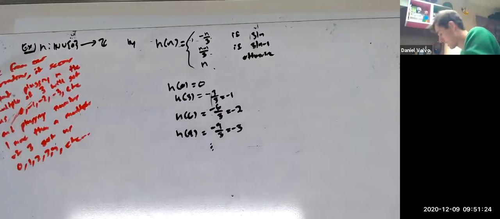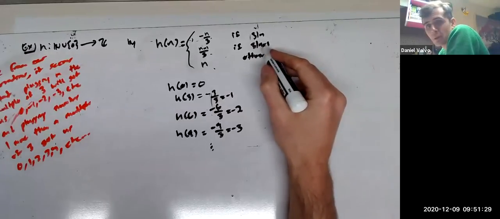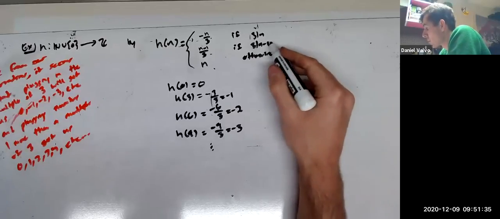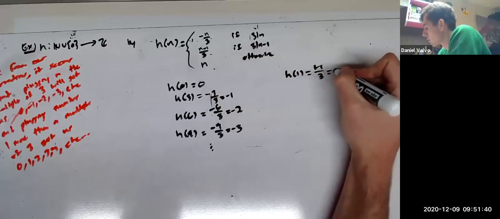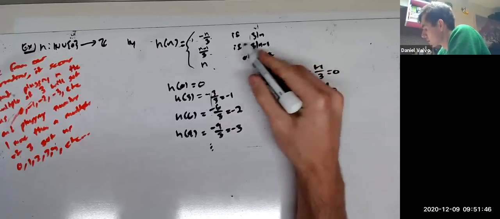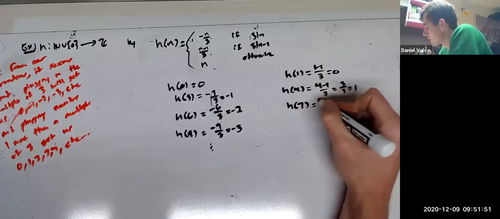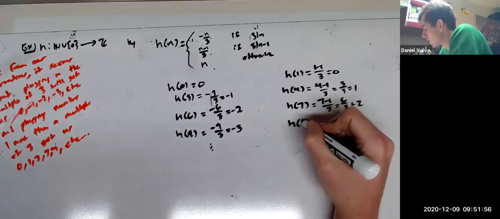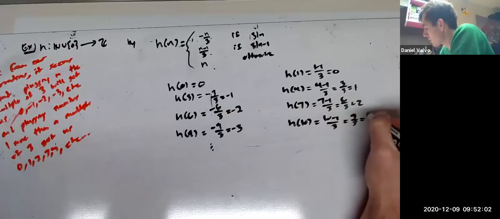Now, if we consistently plug in the numbers 1 more than a multiple of 3, h of 1, now we're in this case. Every number 1 more than a multiple of 3, you can subtract 1 and 3 divides it, so we're in this case. So h of 1, for example, 1 minus 1 is 0, 3 divides 0, so we get 1 minus 1 over 3, which is 0. H of 4 gets us 4 minus 1 over 3, which is 3 over 3, which equals 1. H of 7 gets us 7 minus 1 over 3, which is 6 over 3, which is 2. H of 10 equals 10 minus 1 over 3, which is 9 over 3, which equals 3.